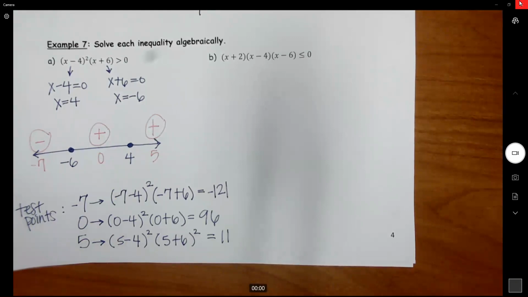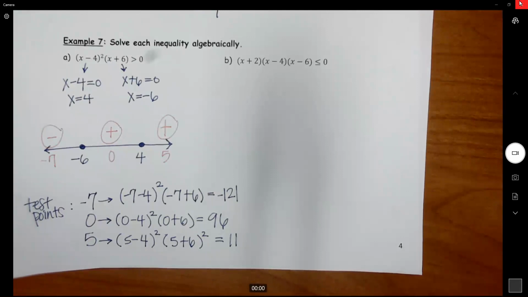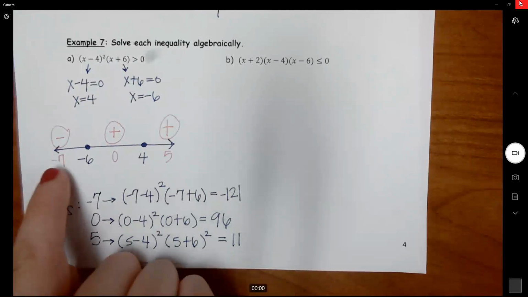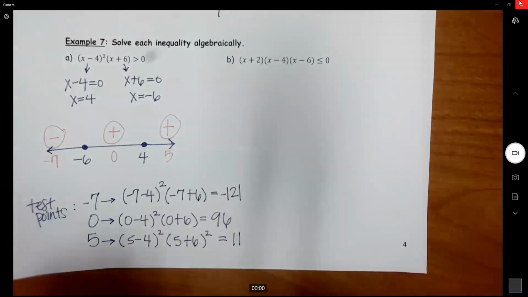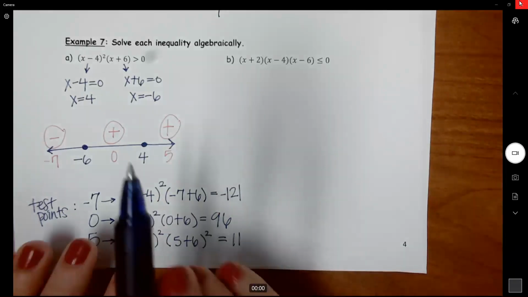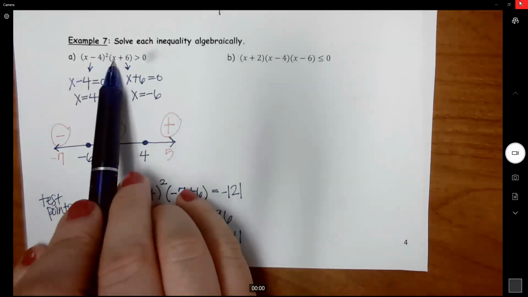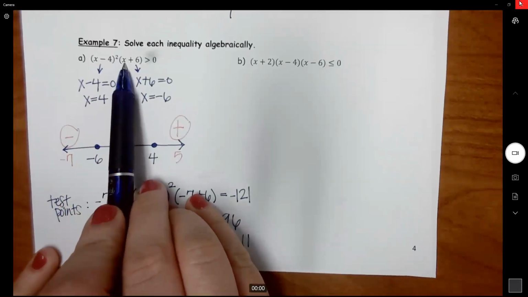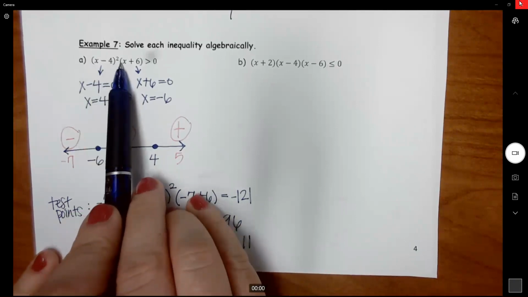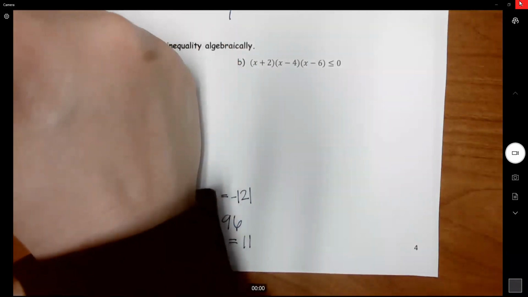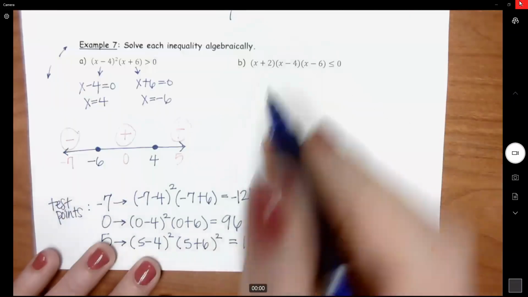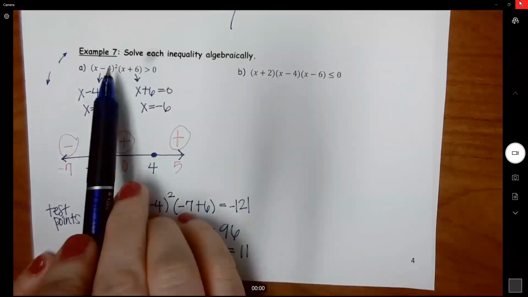Now, if we know our end behavior and our multiplicity rules, this should make sense. When you multiply this out, you've got 2 x's here and 1 x here, so this is x cubed. Your leading coefficient is positive. So we know that my end behavior is in opposite directions because of the cubed.